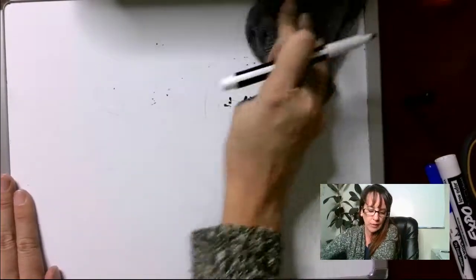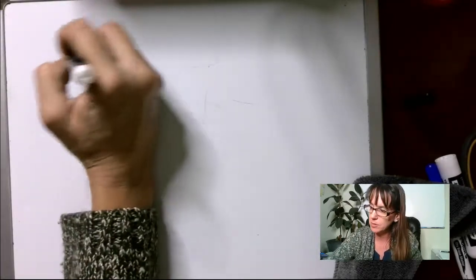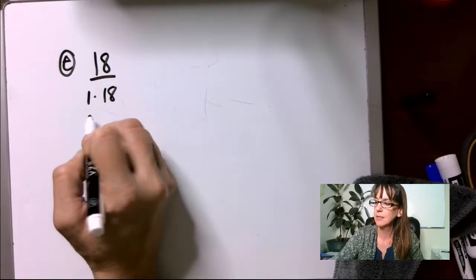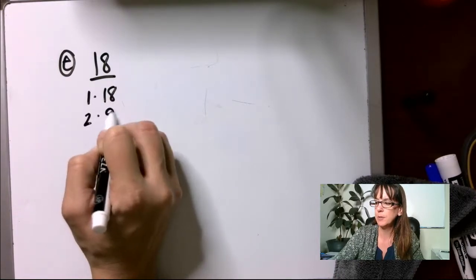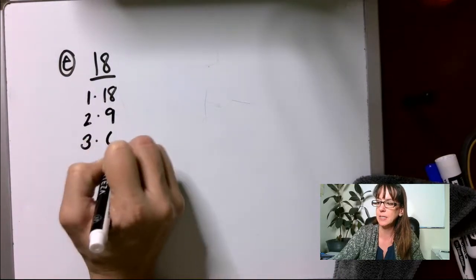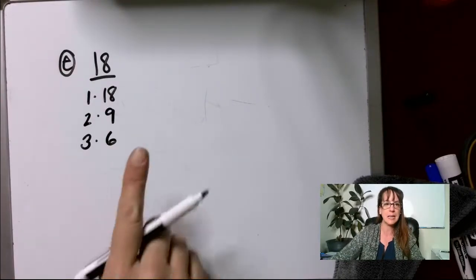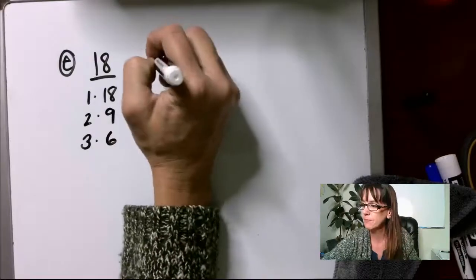All right, so for E through H, it's asking us how many factors do they have? Well, in order for us to answer that question, we have to list them all out. So E, we have 18. 1 times 18. After 1 is 2. 2 times 9. After 2 is 3 times 6. 4, no. 5, no. 6, yes, but it's already on the board, so we're done.